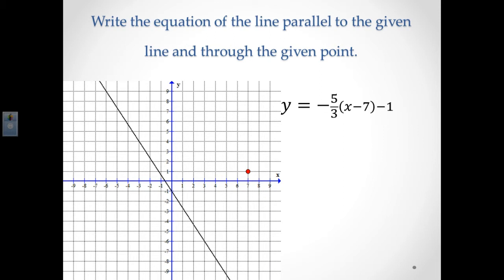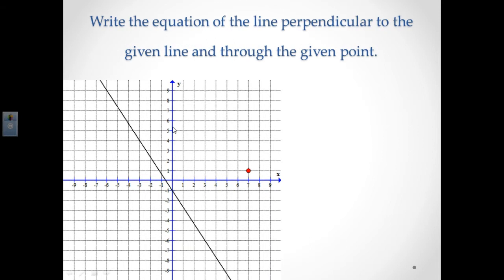All right, so let's look at the same situation. All right, same line, same given point, but this time write the equation of line perpendicular to this line that goes through the point 7, 1 again. So once again, go ahead and pause the video and do this on your own.